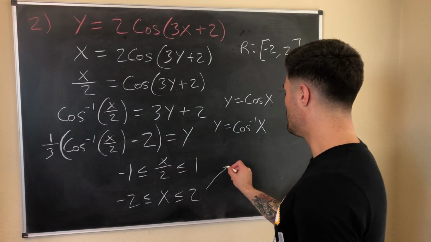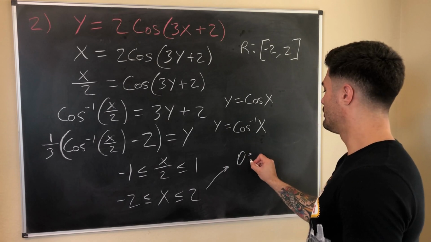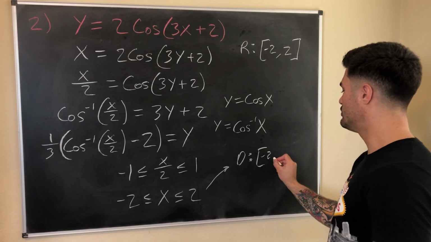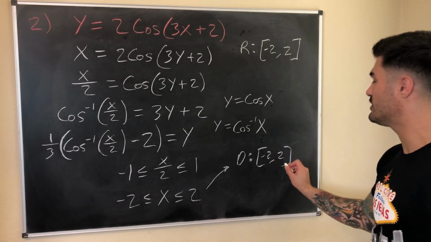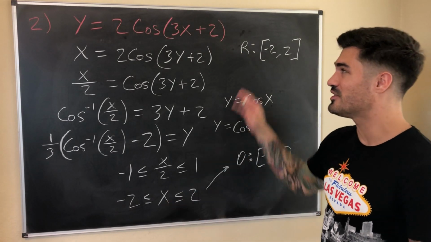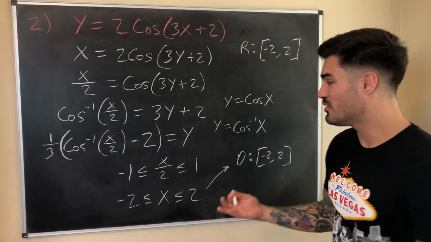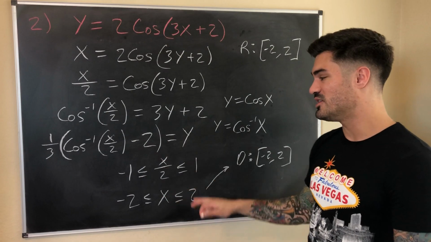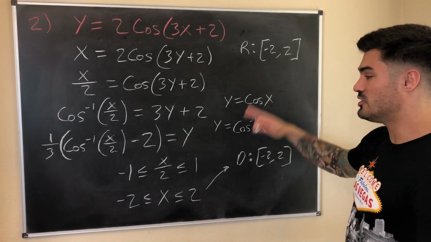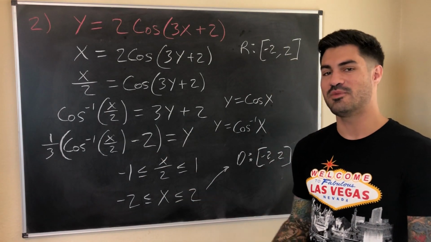So this means that the domain is the closed interval from -2 to 2. So whichever way you like. I personally like finding the range. I think that's easier. Find the range of the original function. We know that that's the same thing as finding the domain of the inverse, but you can do whichever method you prefer. They should give you the exact same answer.